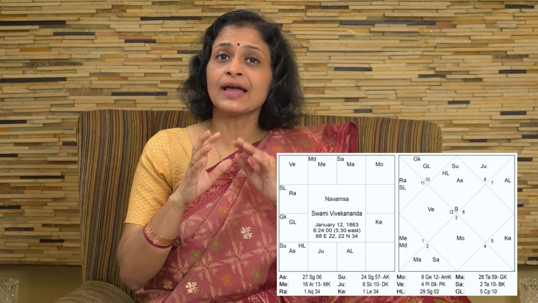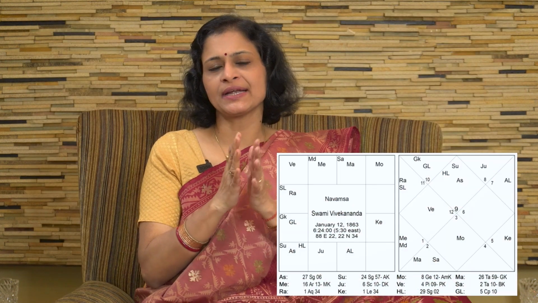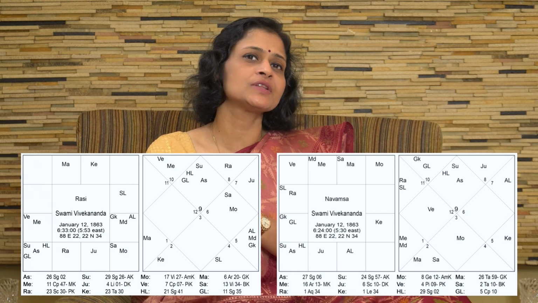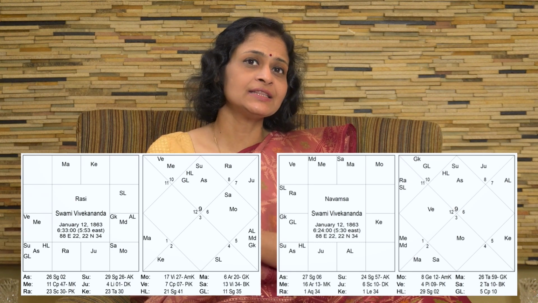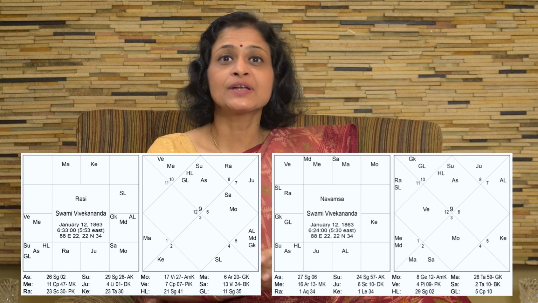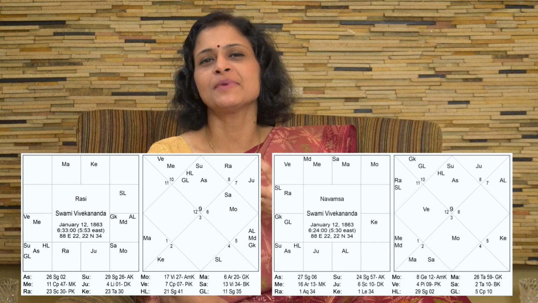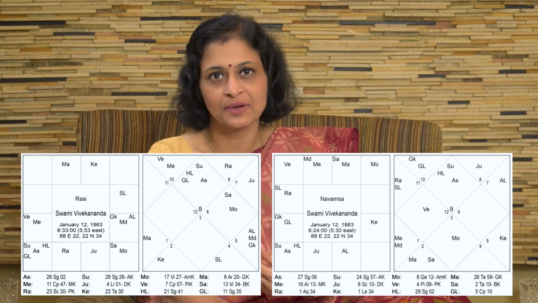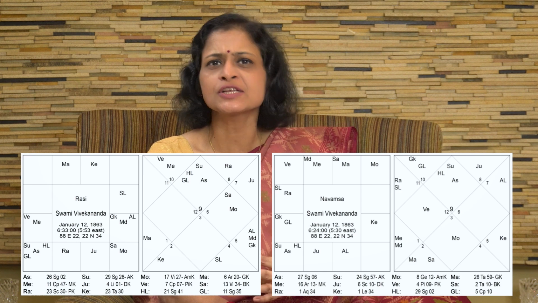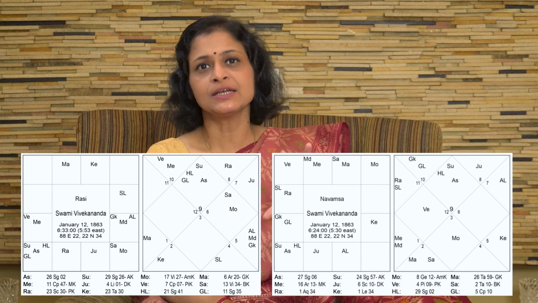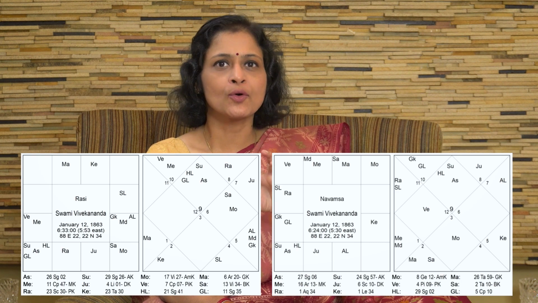And when I superimpose this, when I take this with the D1 and the D9, I find that it is sitting on the Lagna of the D9 and it is the 9th lord. So it means that it is very beneficial for him, making it an extremely powerful planet that has a lot of capacity to give him a lot of good.